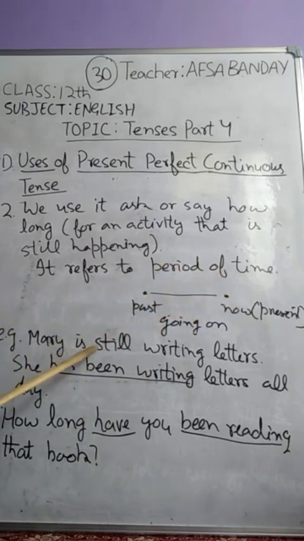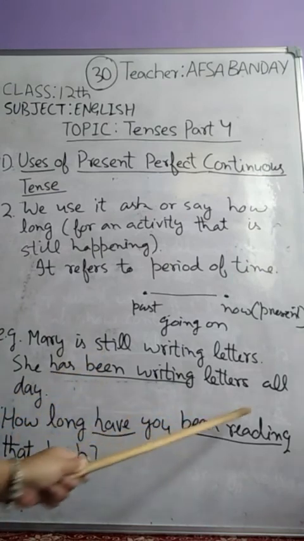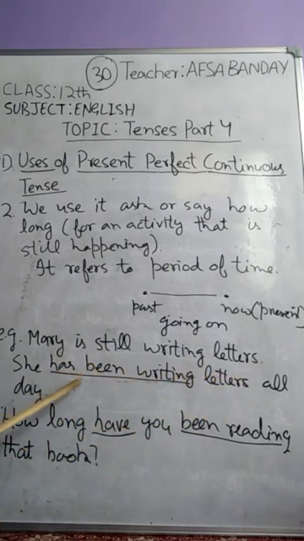So for example, Mary is still writing letters. She has been writing letters all day. That means how long? It's all day. She has been writing. So we have used present perfect continuous. Or we say, how long have you been reading that book? That means you have started it in the past, and still now you are reading it. So we want to know about the period of time. So that means how long this action has been going on. So in that case we use present perfect continuous tense.